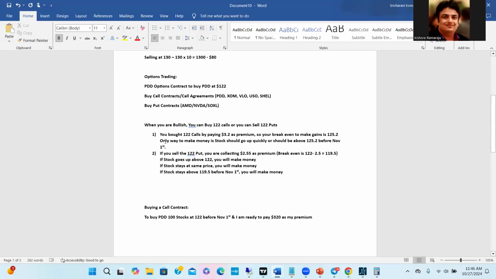So when you are the buyer of a call, only if it goes up, you will make money. When you are the seller of a put, right? When you are bullish, if it goes up, you will make a lot of money, right? All this premium, if you sell 10 contracts, you will make $2,550 as profit. Even if it stays at the same price, you will make money, right?